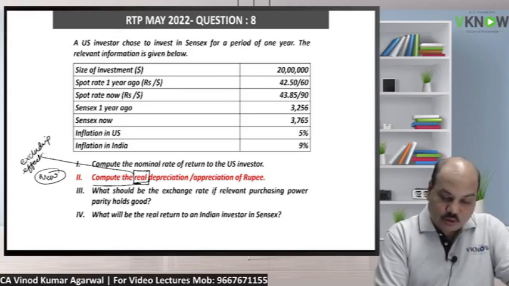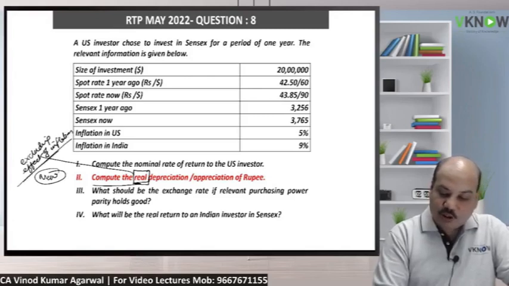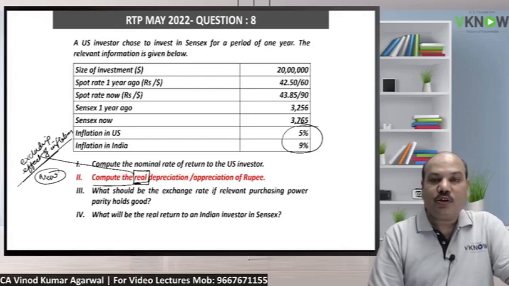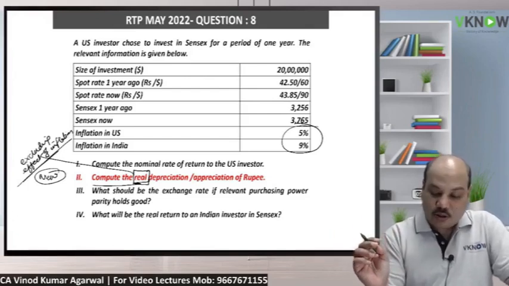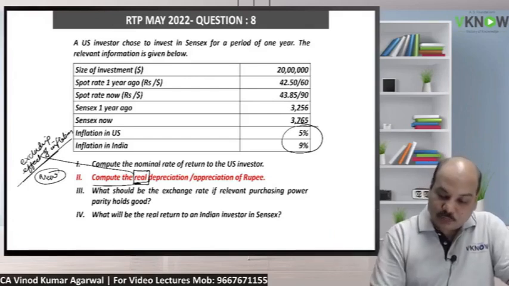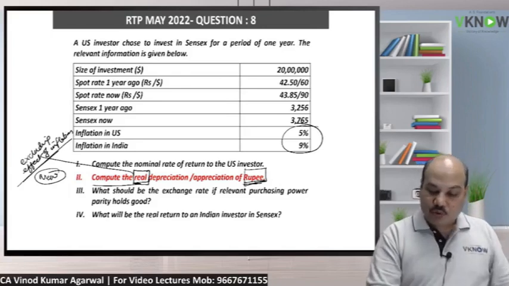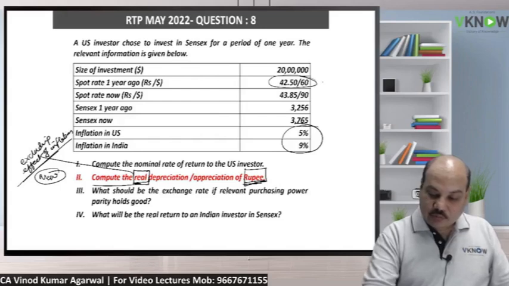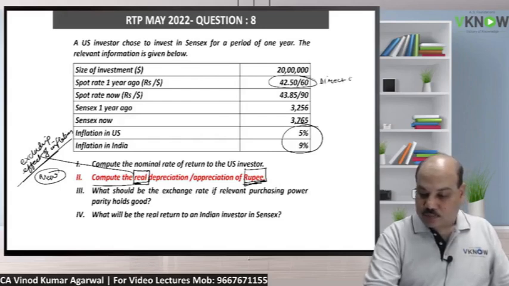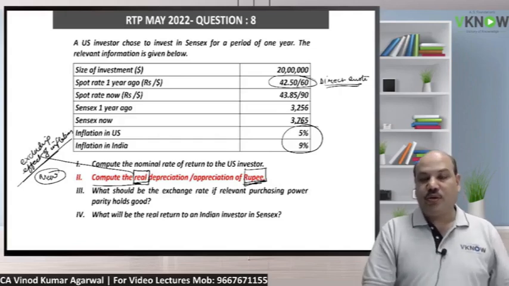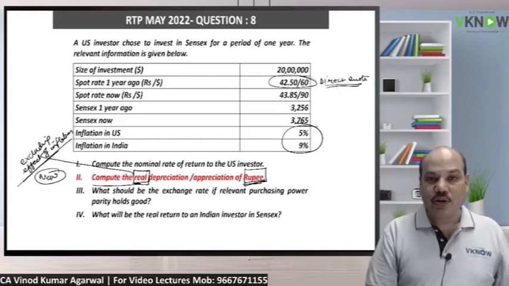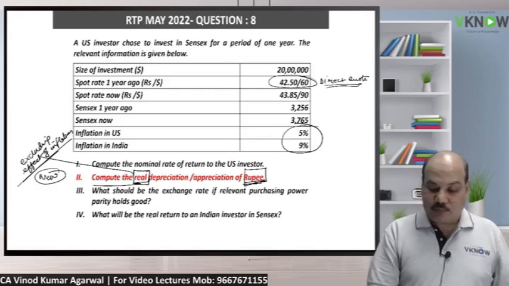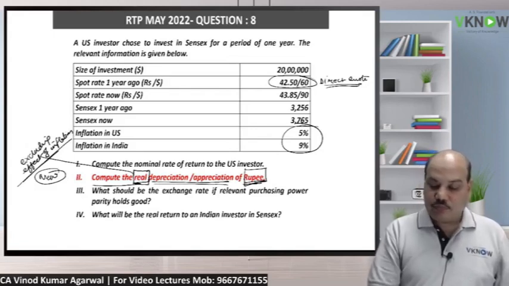Real means excluding the effect of inflation. The question gives you some inflation rate. If inflation was not there, what was the real appreciation or depreciation underlying in rupees they are asking, not in dollar. If you look at the rate given, it is given in direct quote form. That is, the rate is given for dollar. But they are asking you the appreciation or depreciation in rupees.